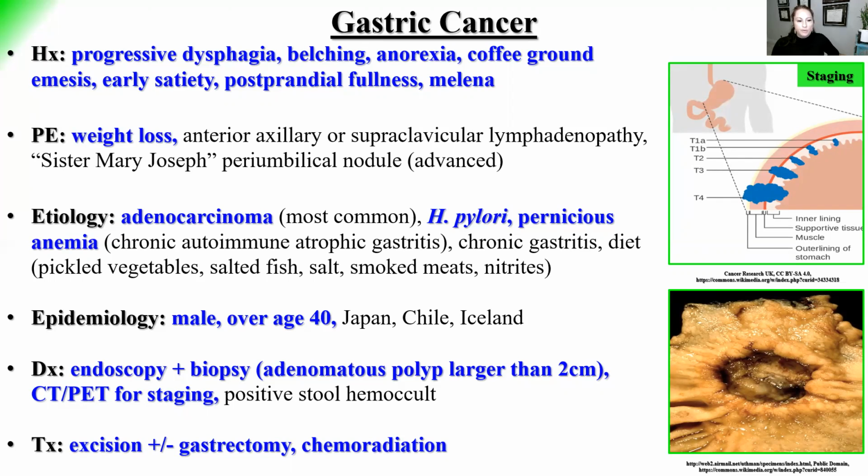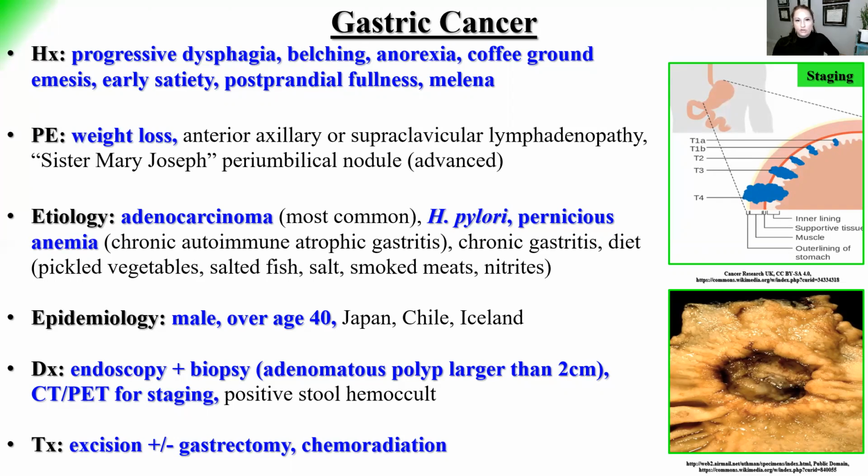Definitive is endoscopy plus biopsy, and that's usually going to be notated in your question as an adenomatous polyp larger than 2 centimeters. CT scan and a PET scan is done for staging to see how advanced this is. A stool hemocult is a non-invasive test that we can do in the office that may or may not be positive with gastric cancer, but it shows us trace amounts of blood in the stool.